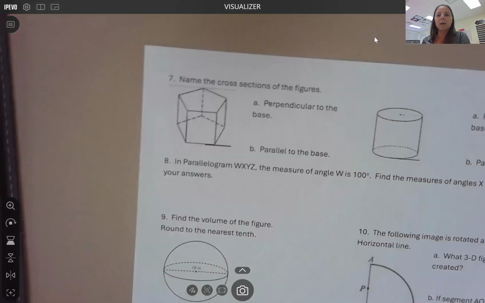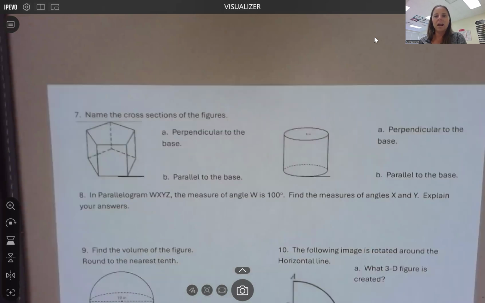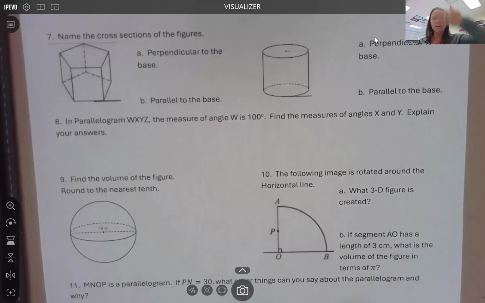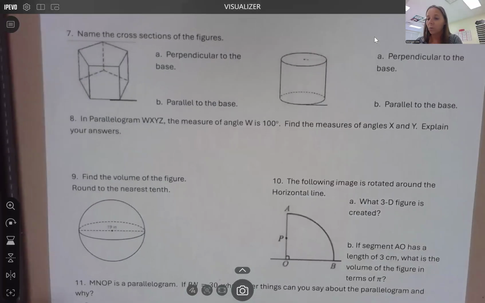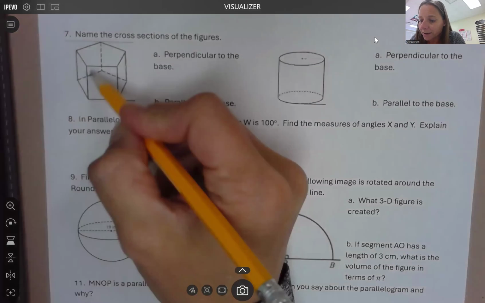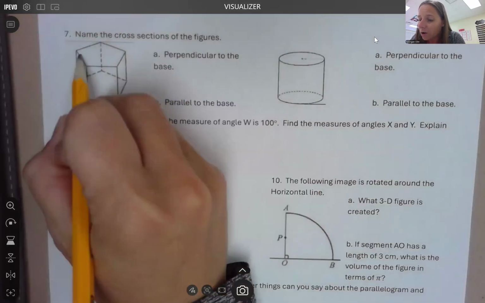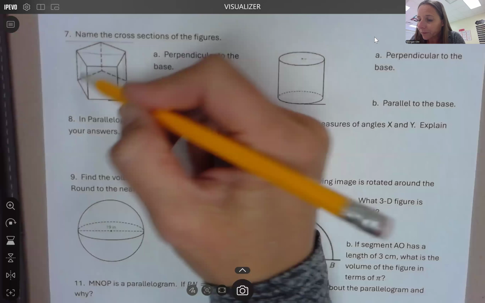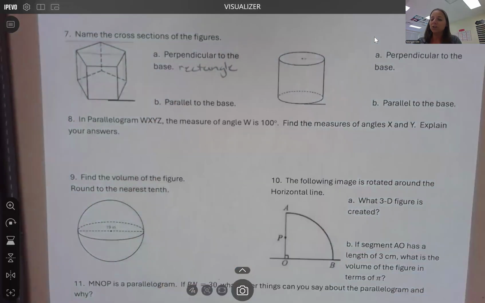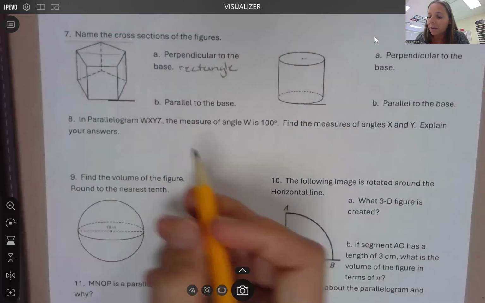Let's look at number 7. I've got 2 different ones here. Perpendicular to the base: think vertically. If I were to cut this vertically, what am I going to be looking at straight on right here? If I go straight down, I'm going to be looking at a rectangle. Now, parallel to the base: think horizontally. If I just chop the top off right there and take it off, what am I going to be looking down at? In this case, it's a five-sided figure called a pentagon.